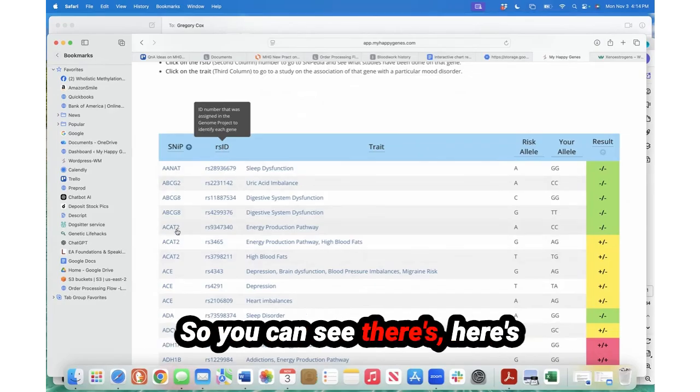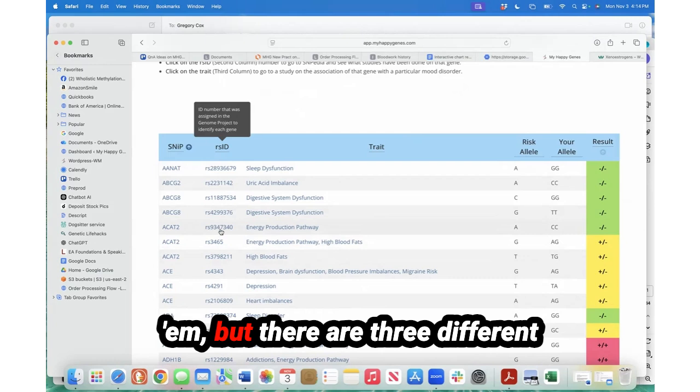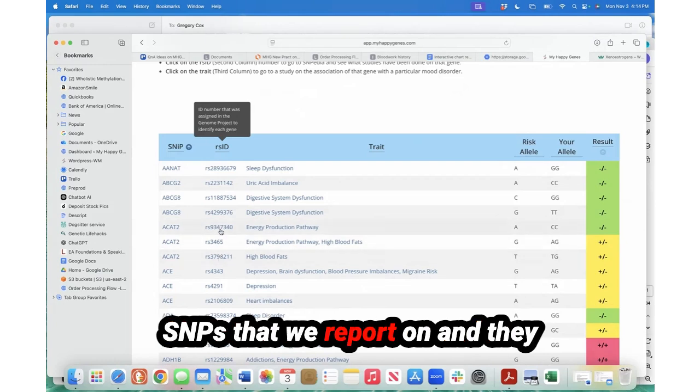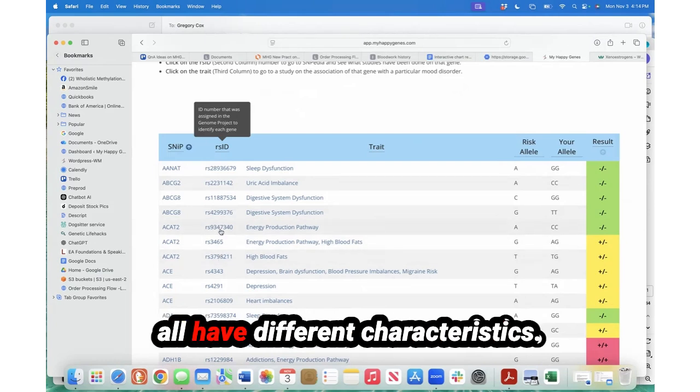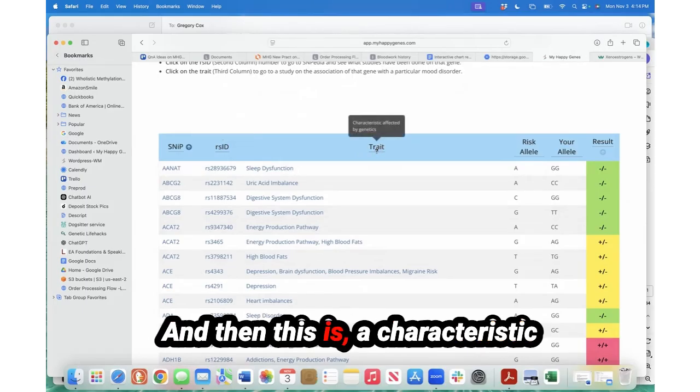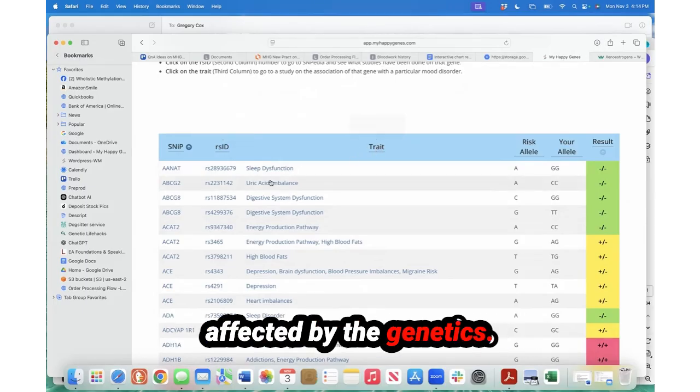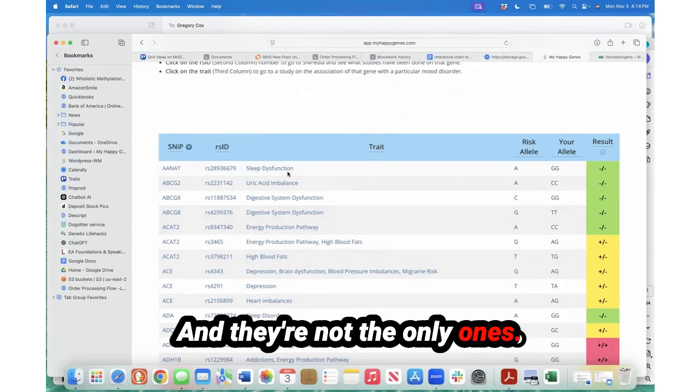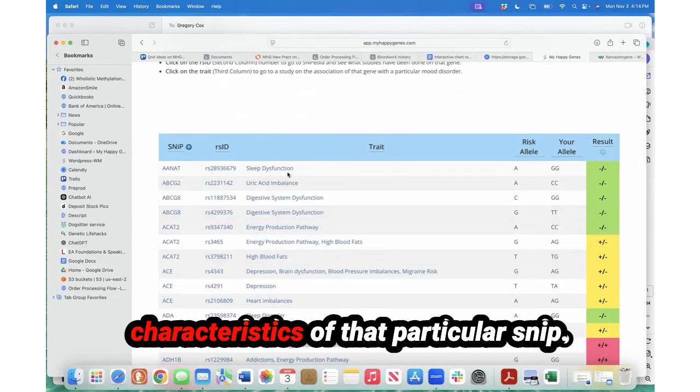So you can see here's the ACAT gene. There are 3 different SNPs that we report on. And they all have different characteristics. And then this is a characteristic affected by the genetics. And they're not the only ones. They're just kind of the main characteristics of that particular SNP.